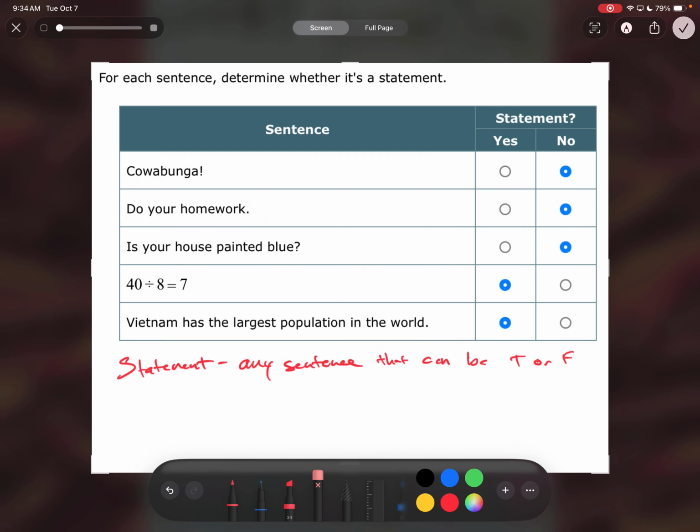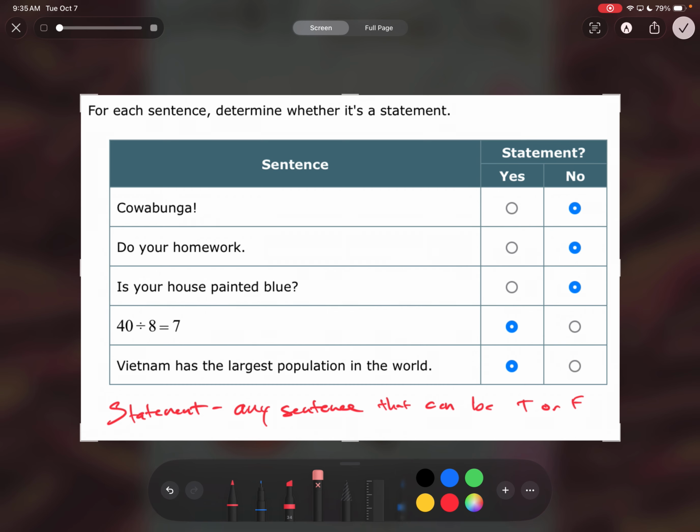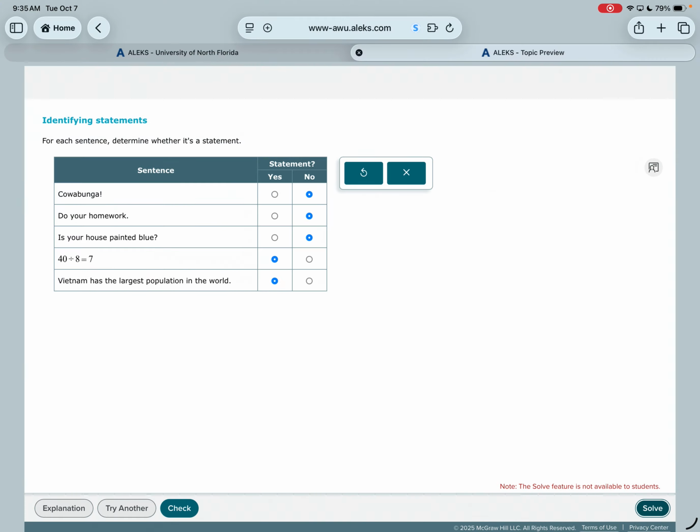A statement can be true or false. It could technically be written as a sentence, though. Vietnam has the largest population in the world. That would be a statement as well, because you can easily determine if that's true or false, right? So a statement is anything that can be proven true or false.